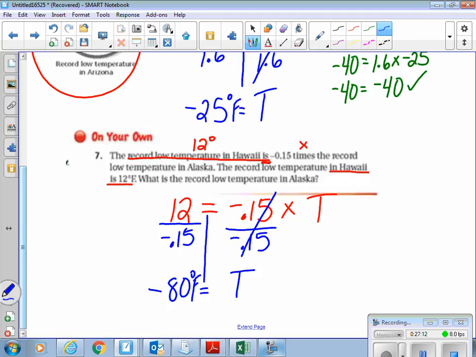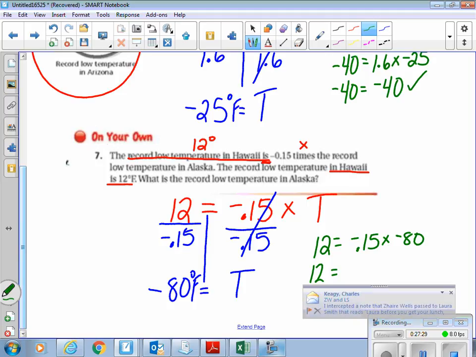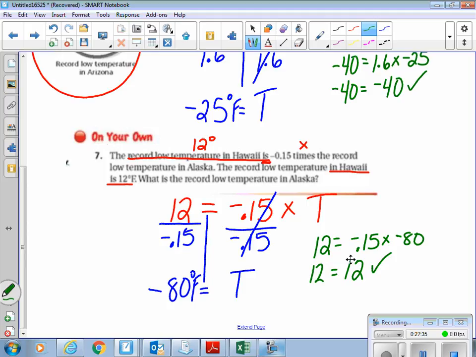Pretty cold, right? And then, like always, we're going to go back and substitute in to check. Is 12 equal to negative 1500 times negative 80? Remember, your integer rules state that a negative times a negative is a positive. And negative 1500 times negative 80 does give me a positive 12. Same thing on both sides of the equation, therefore our answer is correct.